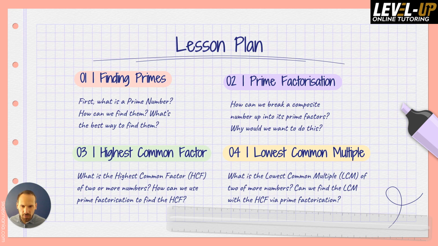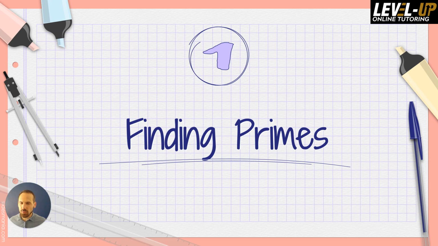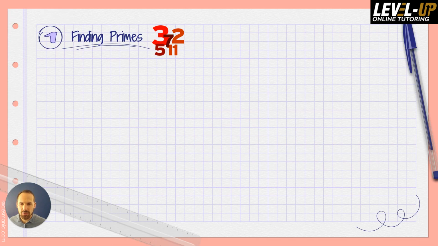And then we're going to look at a couple of common uses, which is finding what's known as the highest common factor and lowest common multiple. And we'll see that they have many uses in the real world if you decide to go down a technical field with your careers. So let's first of all look at just what primes are and how to find them.